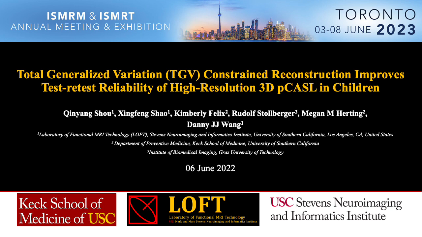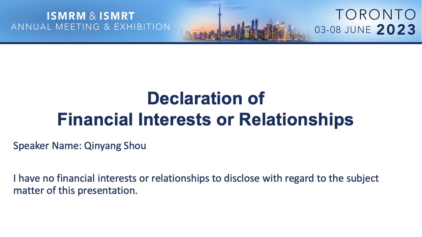In this presentation, I'm going to talk about my work: total generalized variation (TGV) constrained reconstruction improves test-retest reliability of high-resolution 3D pCASL in children. I have nothing to disclose.